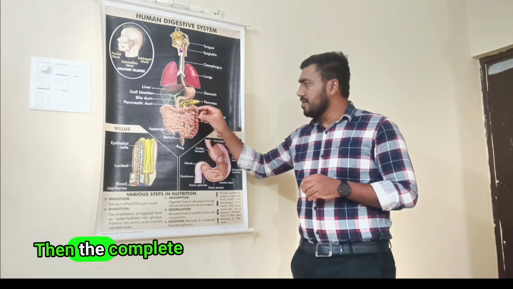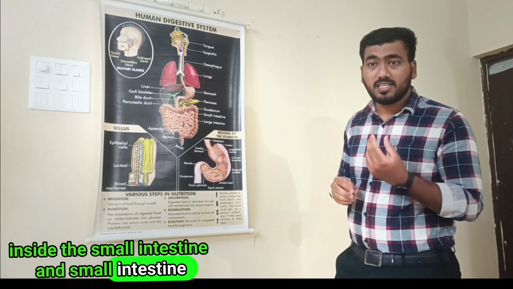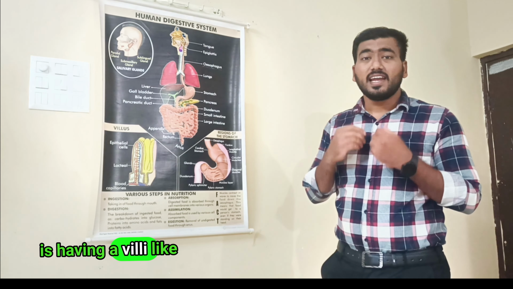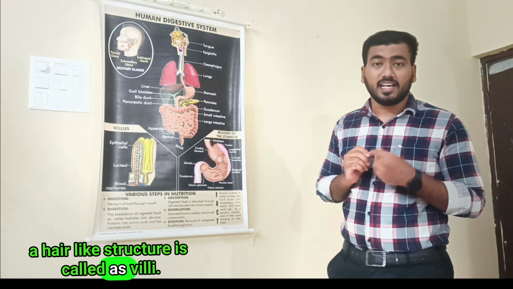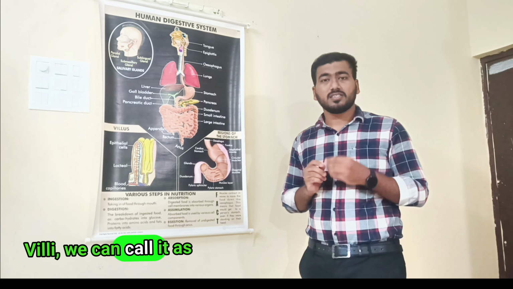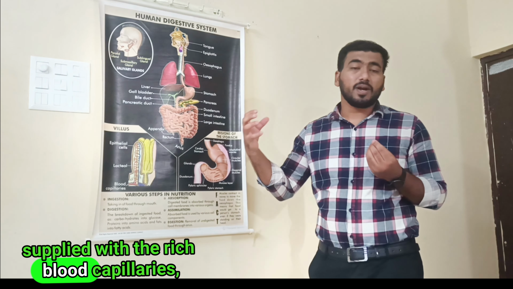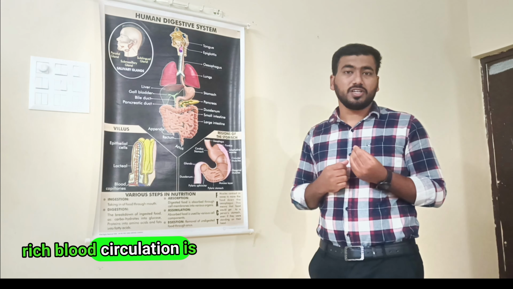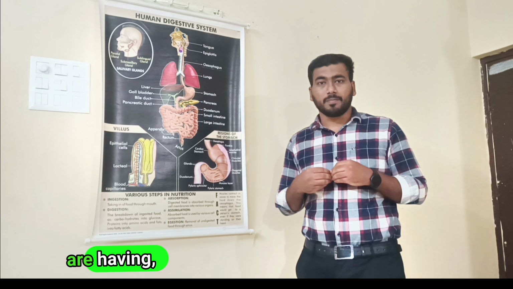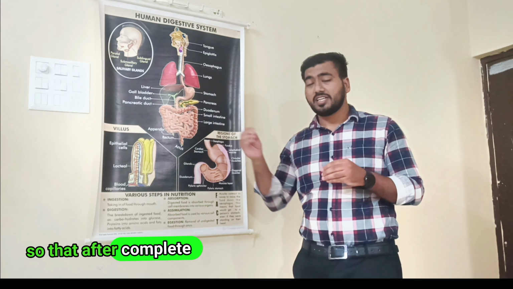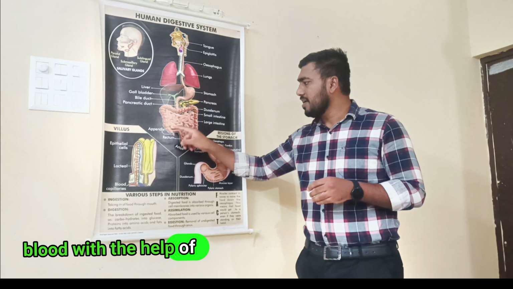Then, the complete digestion will take place inside the small intestine, and the small intestine has a hair-like structure called villus. We can call it a villus or villi, which are supplied with rich blood capillaries. Rich blood circulation is there. So with the help of those villi, whatever food we are having, after complete digestion, the nutrients will be absorbed into the blood.